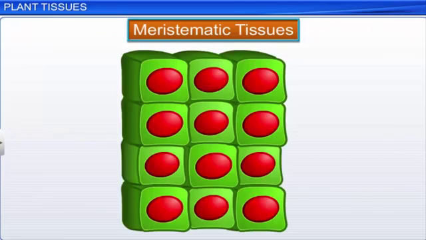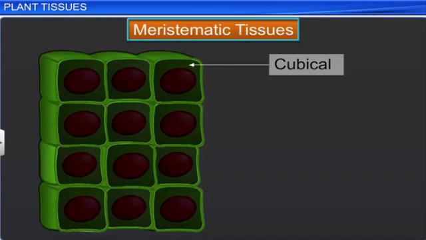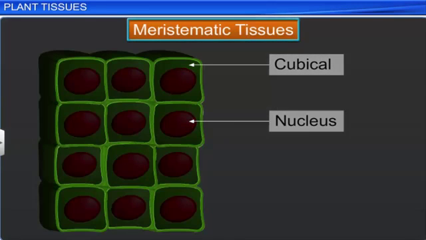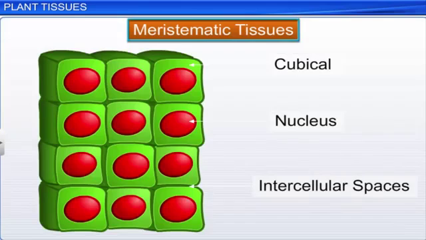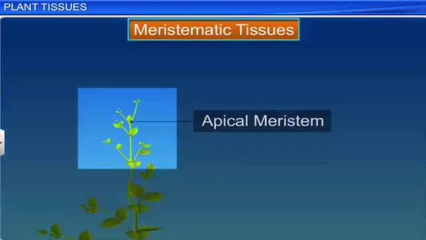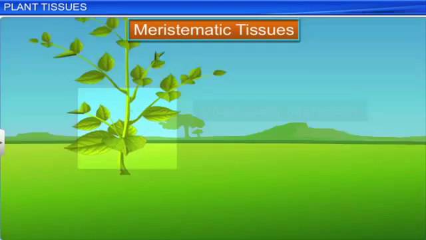Meristematic cells are living, cubical and thin-walled. Each cell has a large nucleus. Cells are closely packed with no intercellular spaces. Depending on the region where they are present, meristematic tissues are classified as apical, lateral and intercalary.